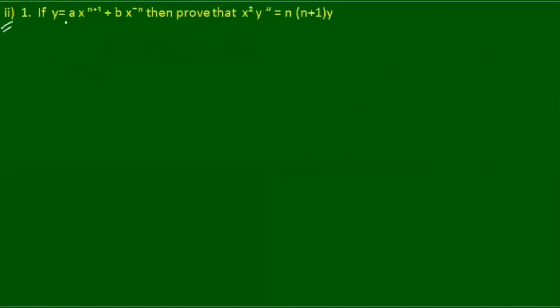Next problem. Problem number 2, first one: y is equal to a x to the power of n plus 1, plus b x to the power of minus n. Find the second order derivative. So y is equal to a x to the power of n plus 1 plus b x to the power of minus n. We have to find the second order derivative for this.